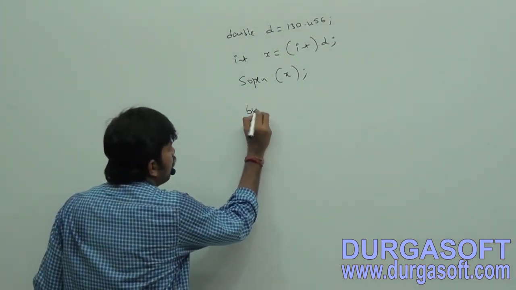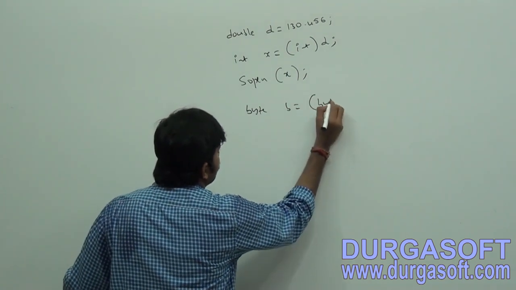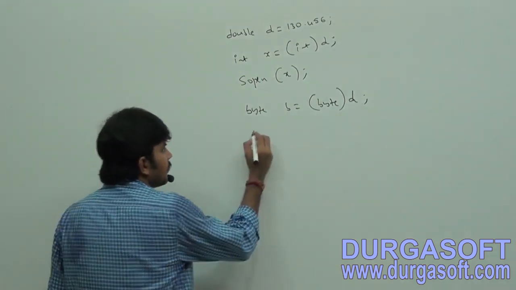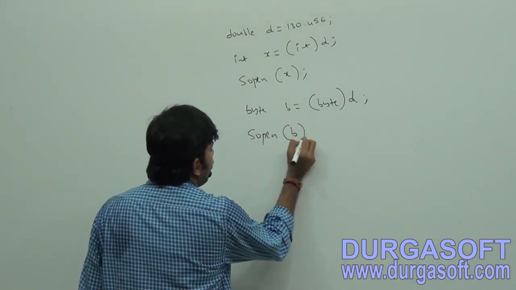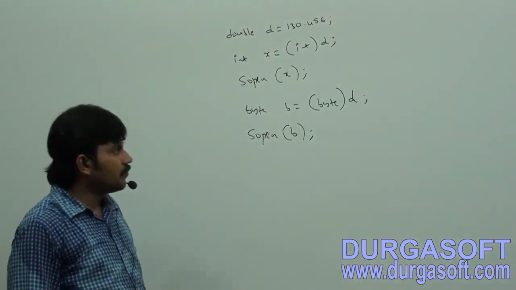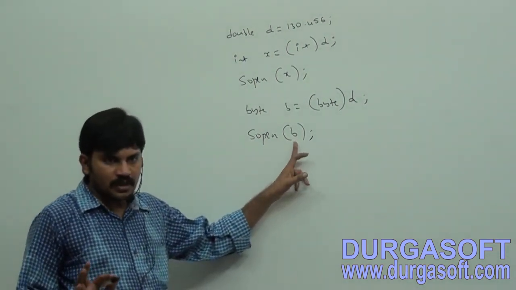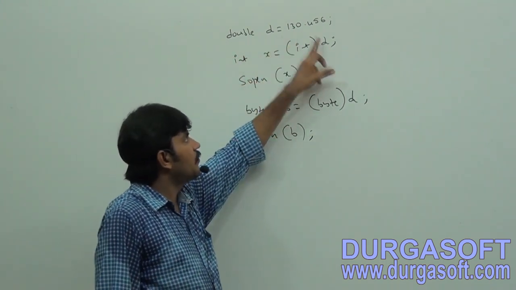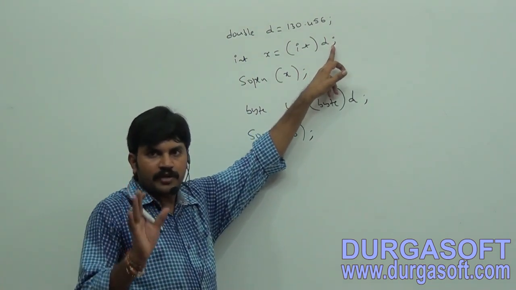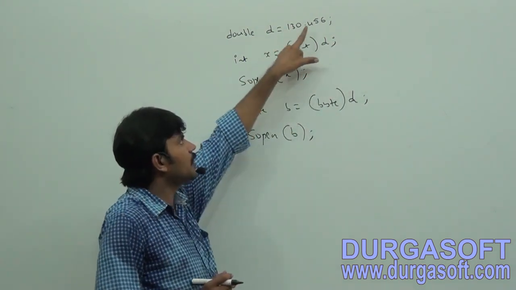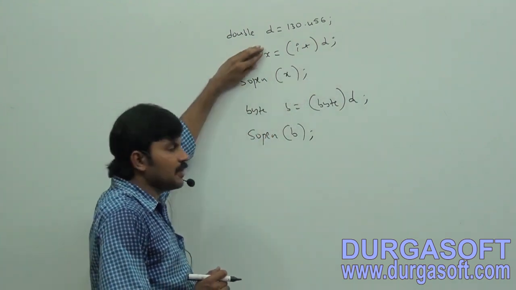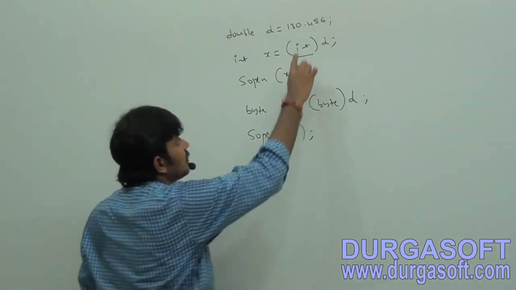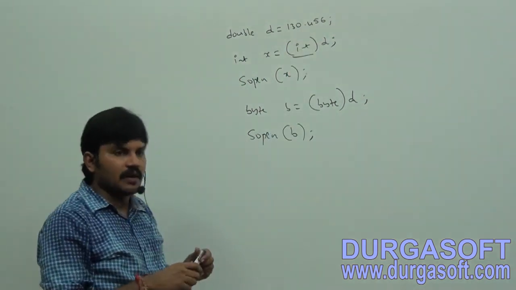Next, byte b is equal to byte of d, System.out.println of b. Byte b is equal to byte of d, SOP of b. Now take special care. Here d is 130.456. Whenever we assign floating point values to an integral type by explicit typecasting, the digits after the decimal point will be gone. Are you getting it?